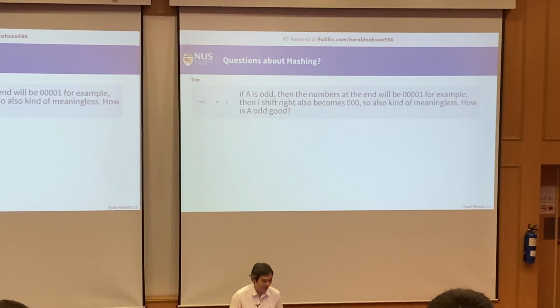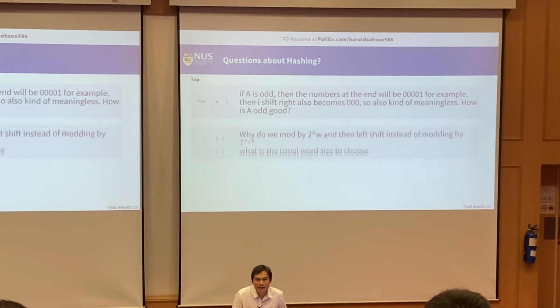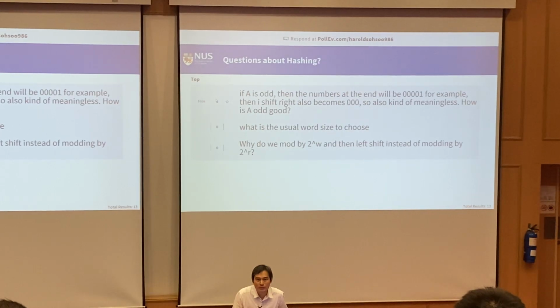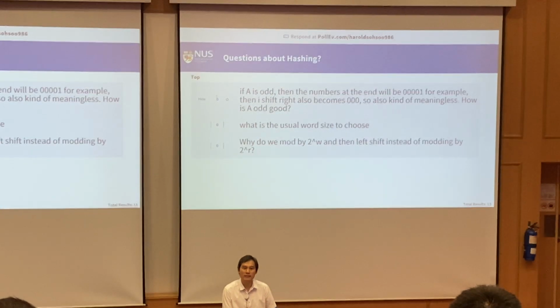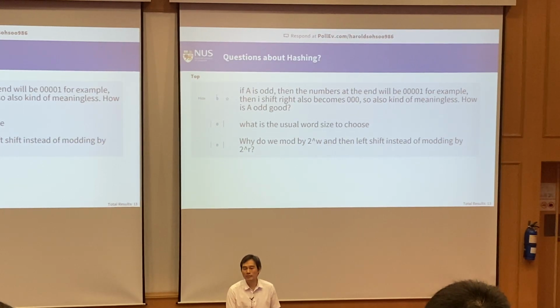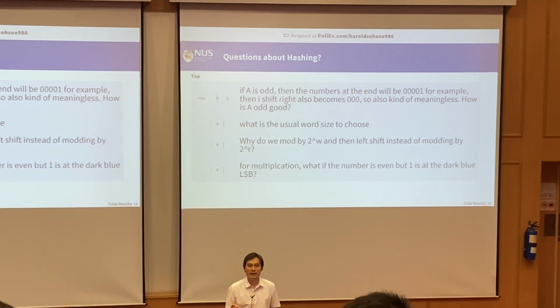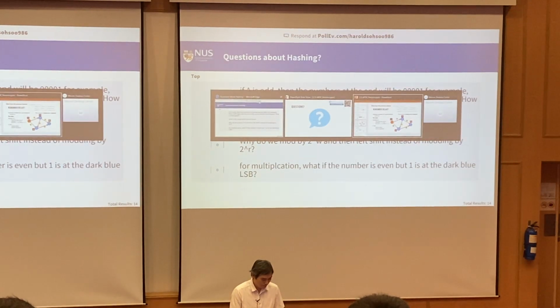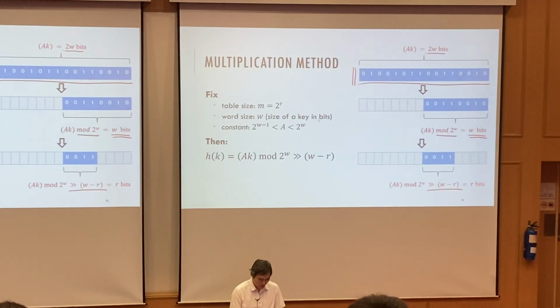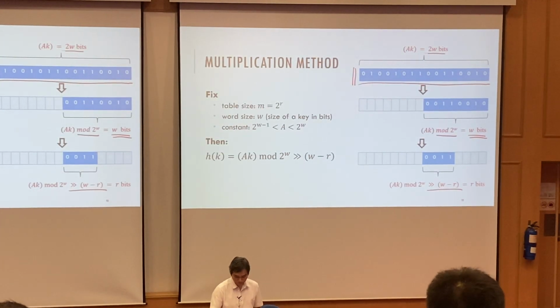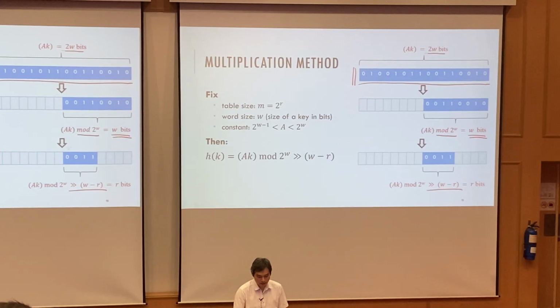If A is odd, then the numbers at the end will be 0, 0, 0, 1, for example. I don't understand that exactly. So what are you saying? Are you multiplying by 1, or multiplying by some number? I'm not sure. So basically, for 1 and then you shift right, then it also becomes 0. Let's look at this again. I'm not sure I understand the question, but if you shift right, you're getting rid of this portion, right? So I'm not sure of the meaning.